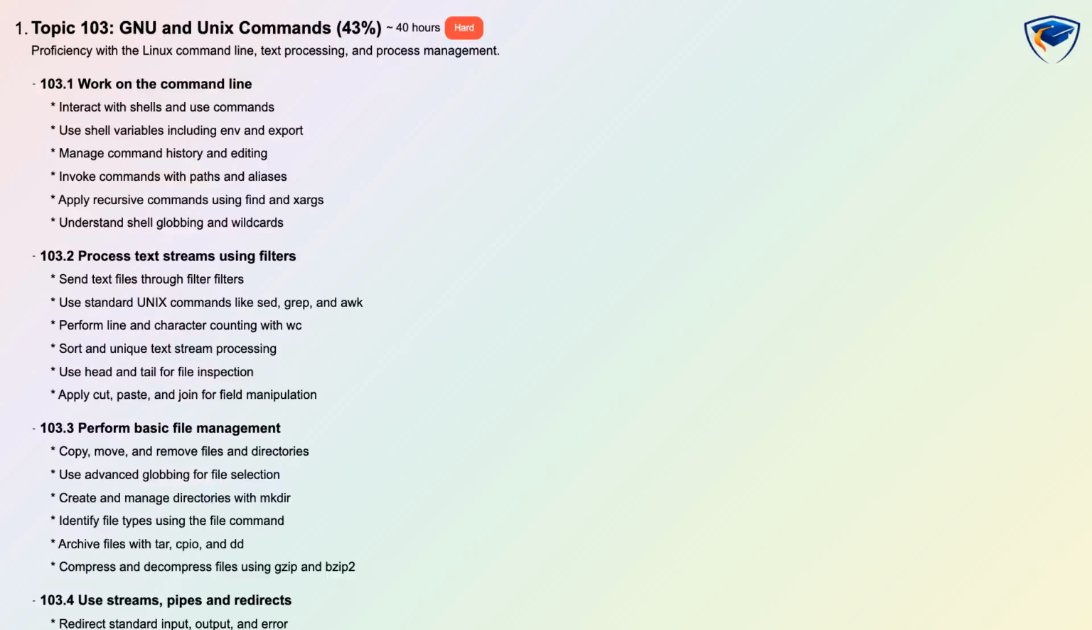Topic 103, GNU and Unix Commands, is worth 43%, is labeled hard, and is estimated at 40 hours with hands-on plus conceptual assessment. This domain focuses on proficiency with the Linux command line, text processing, and process management. You will learn to interact with shells, use environment and exported variables, manage command history and aliases, and invoke commands by path. You will also practice powerful text filters such as sed, grep and awk, use wc, sort, uniq, head and tail, and manipulate fields with cut, paste and join to process streams efficiently.